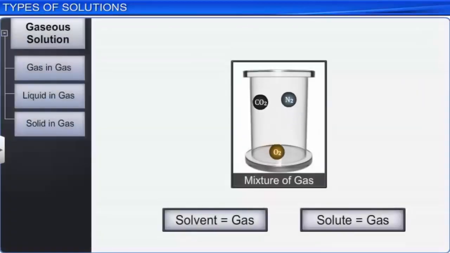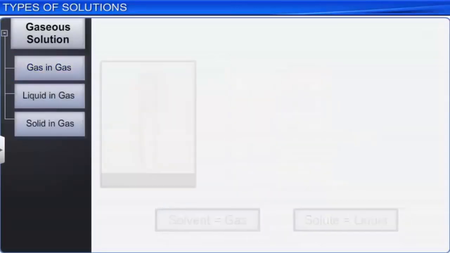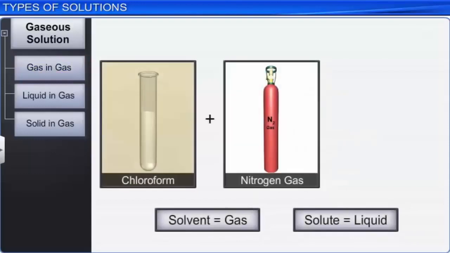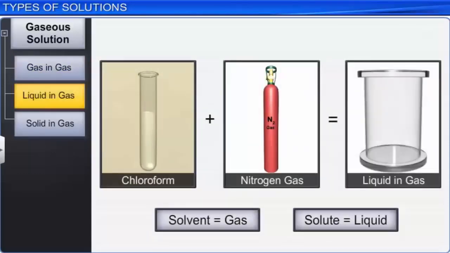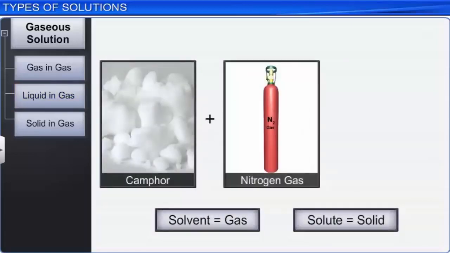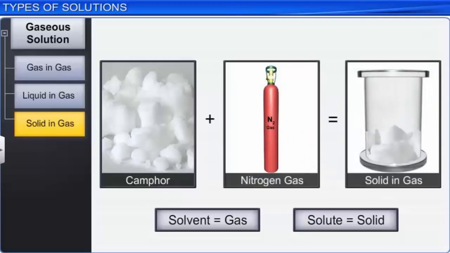For example, air is an example of gas in gas type of solution. Chloroform mixed with nitrogen gas is an example of liquid in gas type of solution, while camphor in nitrogen gas is an example of solid in gas type of solution.